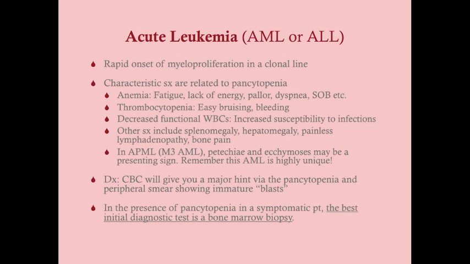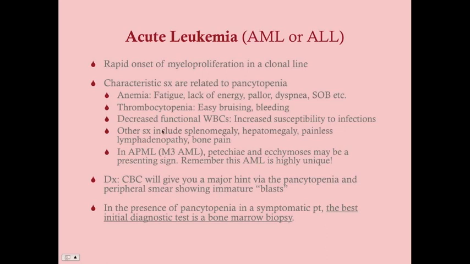The fact of the matter is the white blood cells that exist, because they're leukemic, they are non-functional, and so the patient has an increased susceptibility to infections. Other symptoms that can happen, and this tends to happen more in ALL, but it can happen in either, and that's just because the lymphocytes tend to be more proliferative than the myeloid lines. And that can include splenomegaly, hepatomegaly, painless lymphadenopathy, and really bone pain can go for either.